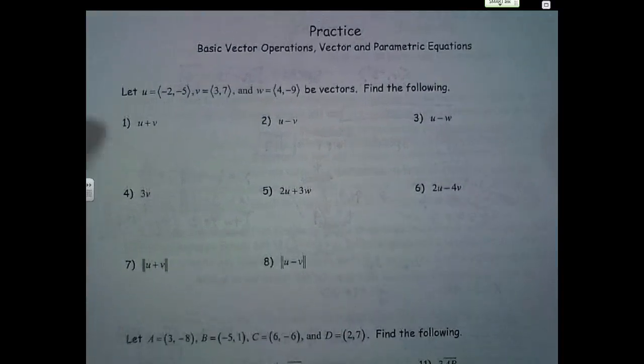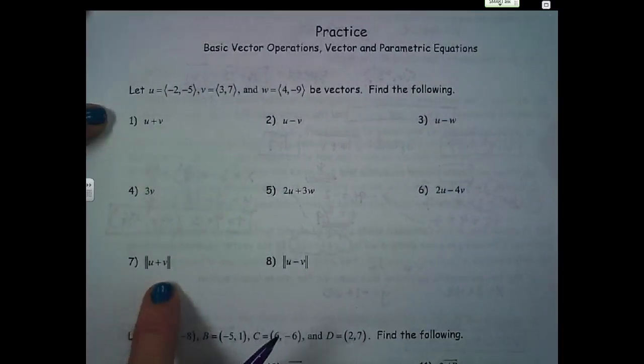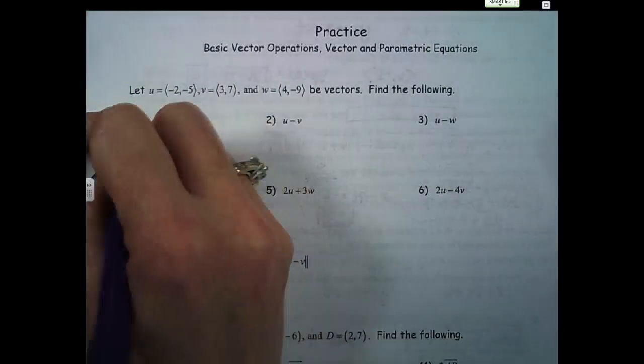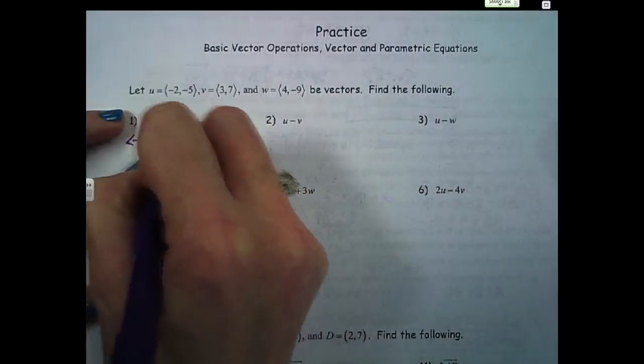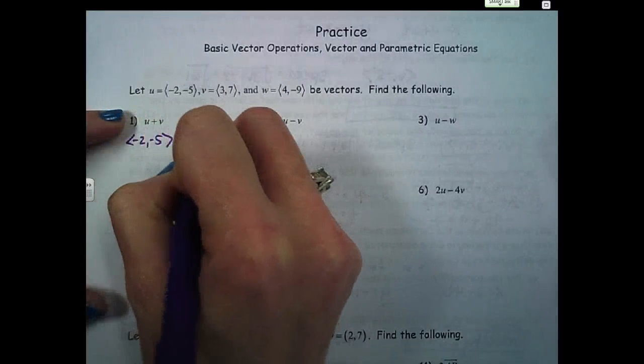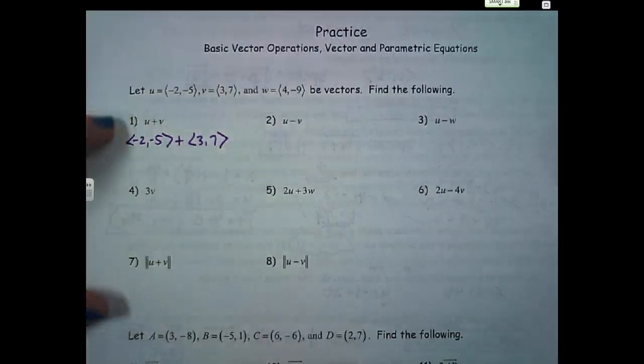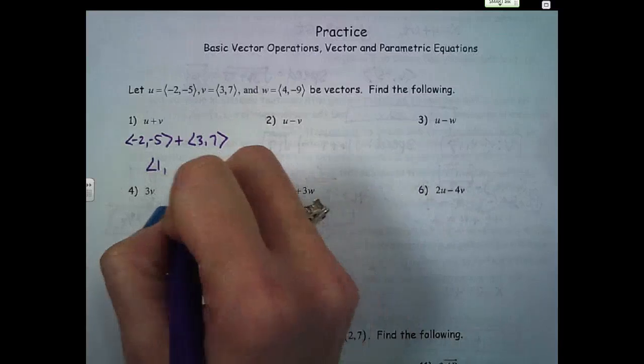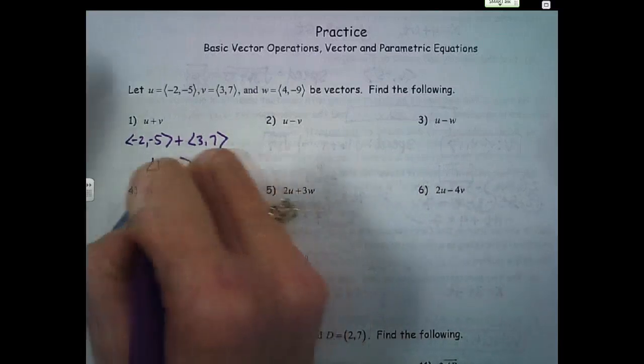I'm going to do 1 and 7 with you. This is an addition. So it means you're going to take vector negative 2, negative 5, and add vector 3, 7. So negative 2 plus 3 is 1, and negative 5 plus 7 is 2. So the answer is 1, 2.